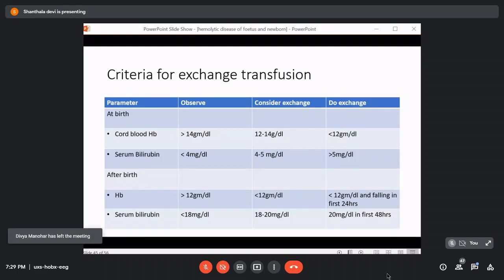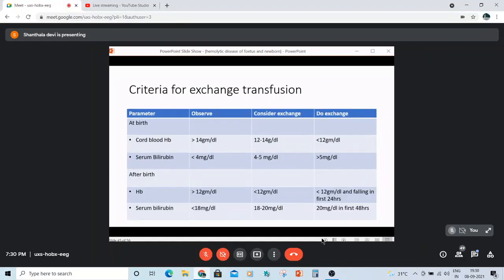What is the criteria for exchange transfusion? So there are two ways of looking at it. At birth, look at the cord blood hemoglobin and the bilirubin, and after birth, look at the baby's hemoglobin and the serum bilirubin. The cord blood hemoglobin greater than 14 grams, the baby can be observed. When it is between 12 to 14 grams, you consider doing an exchange, and when it decreases below 12 grams and continues to fall further within the first 24 hours, it is necessary to do an exchange transfusion.